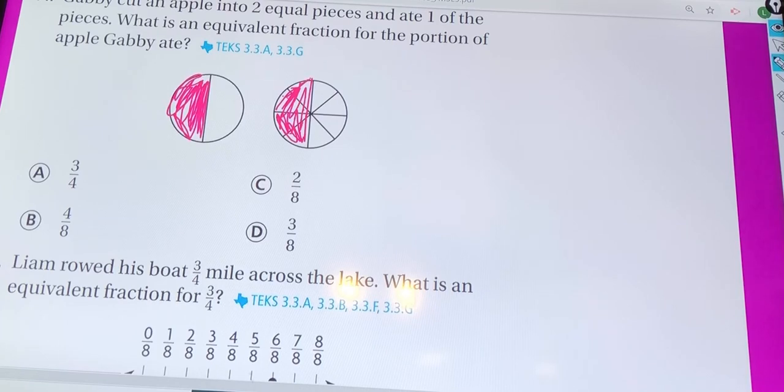I have 1, 2, 3, 4, 5, 6, 7, 8 pieces, denominator, and 1, 2, 3, 4 of them are shaded. So 4/8 is equivalent to 1/2.